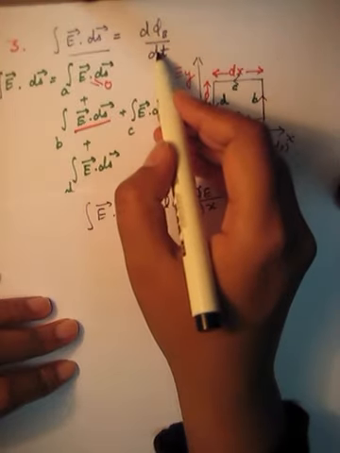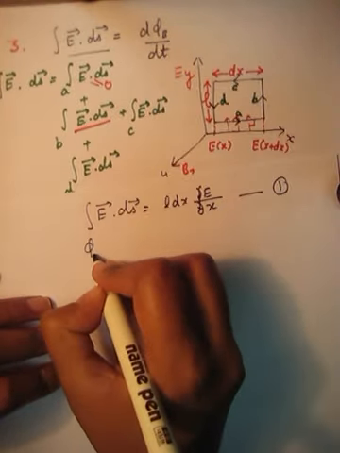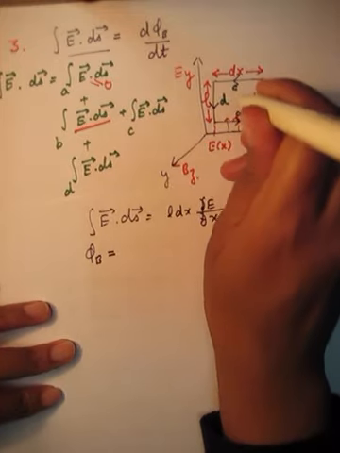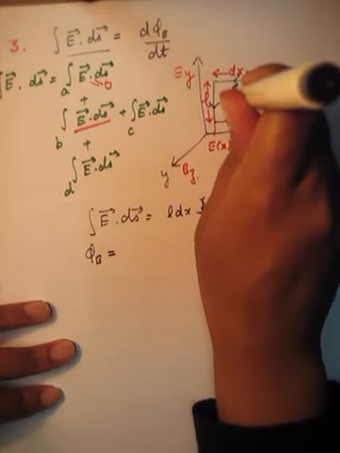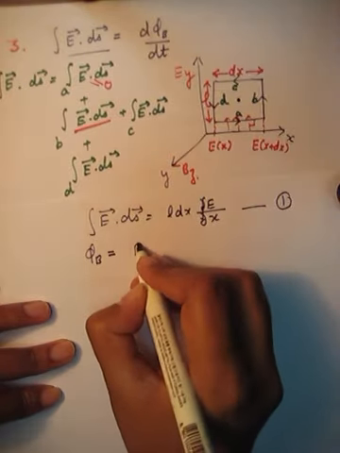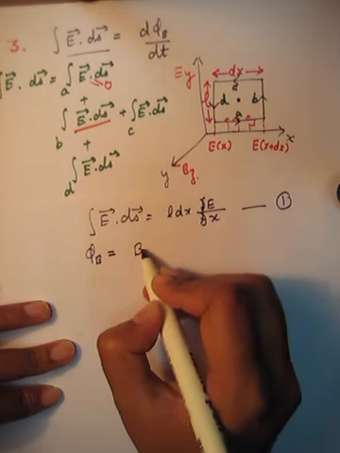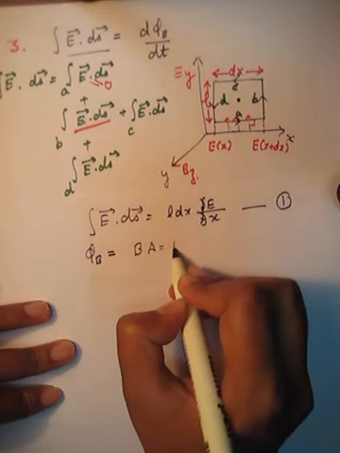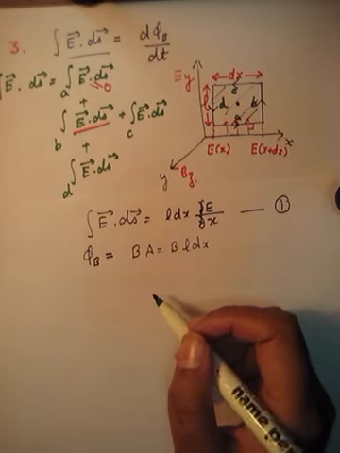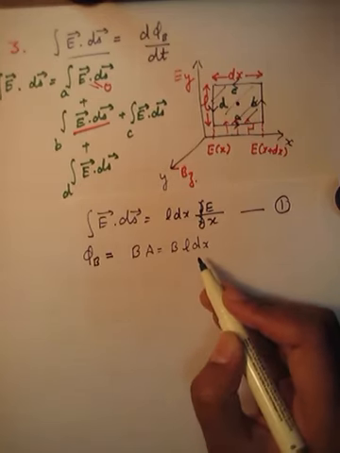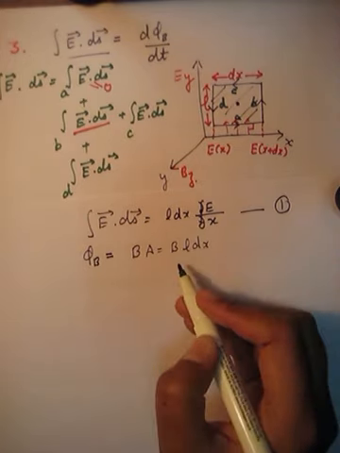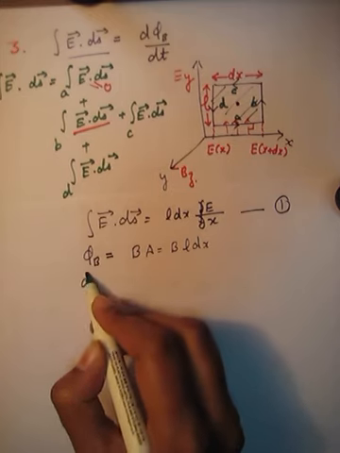Now let's try to find out the magnetic flux. On this entire area the magnetic flux will be along the z-axis, which is perpendicular to this entire area. So we can write it as B into area, so it will be B into L dx, because the total magnetic flux will be given by B L dx.